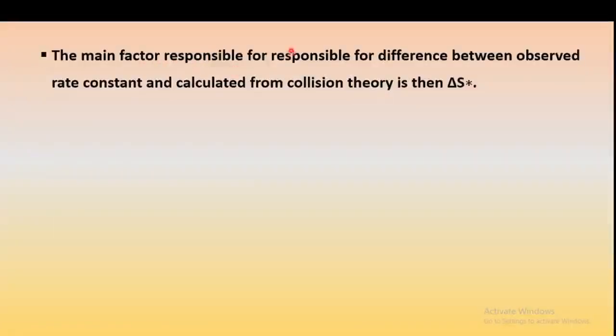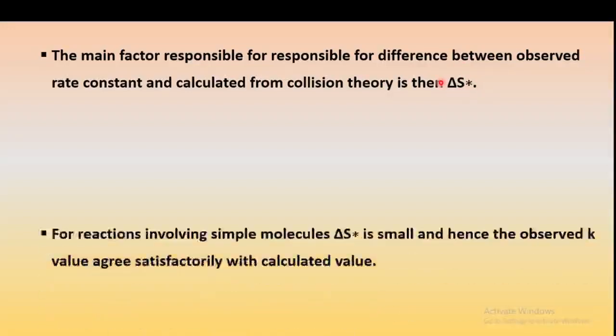So the main factor responsible for the difference between the observed rate constant and that calculated from collision theory is ΔS*. We have studied that there is a difference between the observed and calculated rate constants from collision theory, but here we get the main factor responsible for this difference, that is ΔS*, the entropy change for the activated complex. What is this entropy change? Entropy change is the disorderliness or randomness in the system.